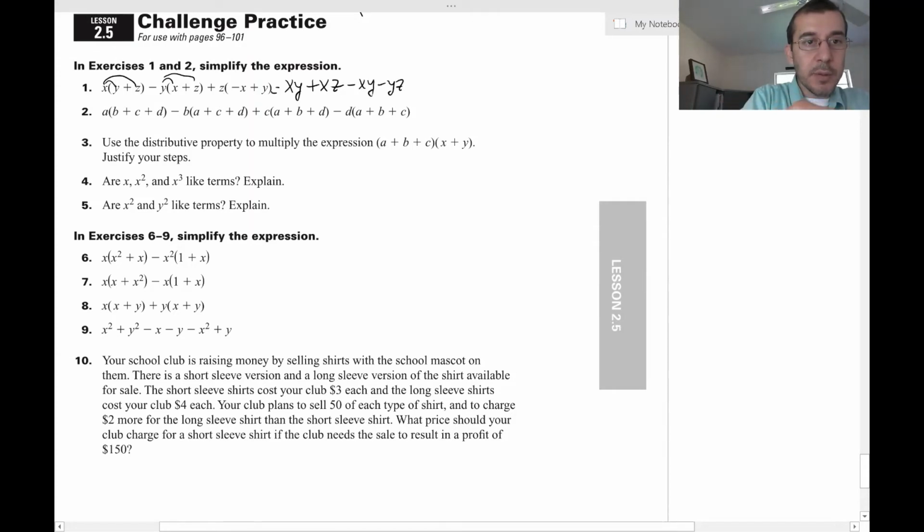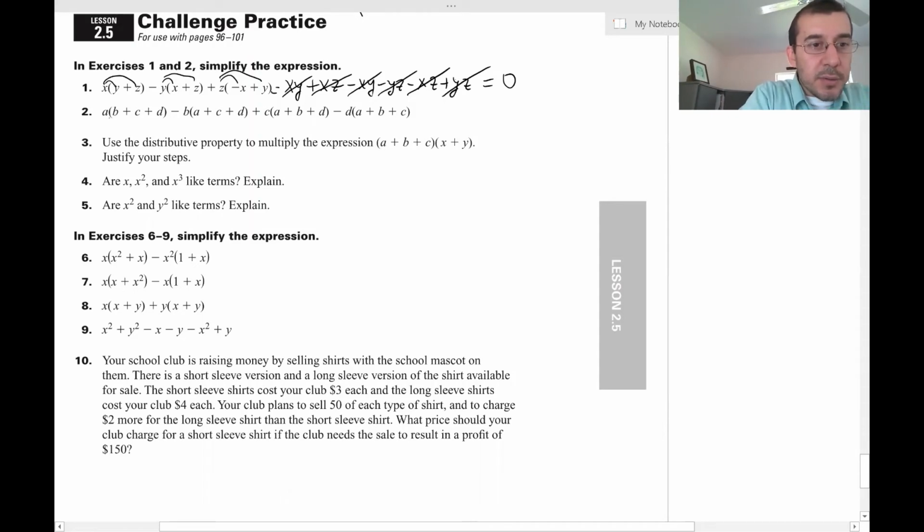And then we're multiplying plus z with minus x and plus z with plus y. So this becomes minus xz and plus yz. So xy and minus xy cancel out. xz and minus xz cancel out. And yz and minus yz cancel out. So everything cancels out. We end up with 0.